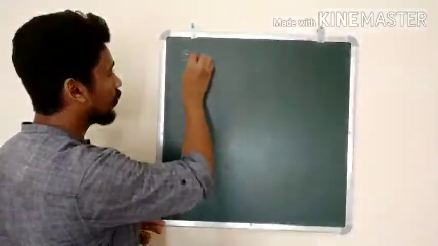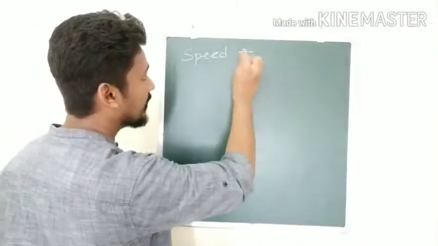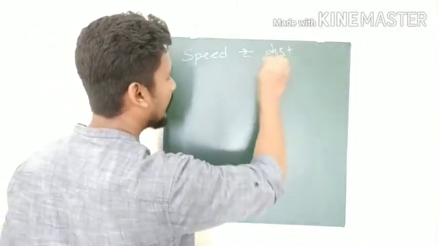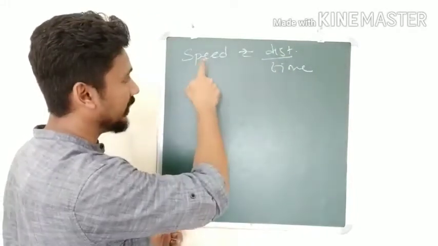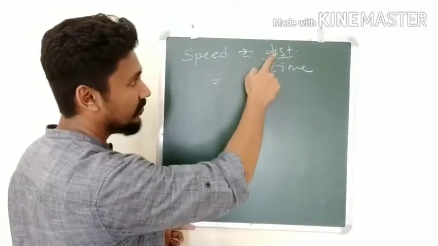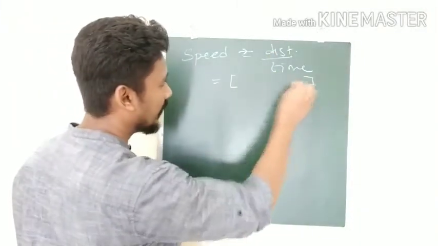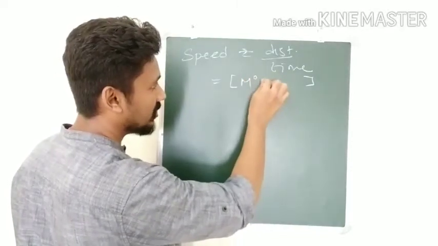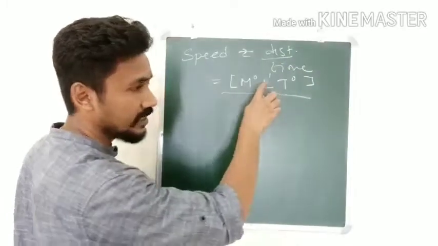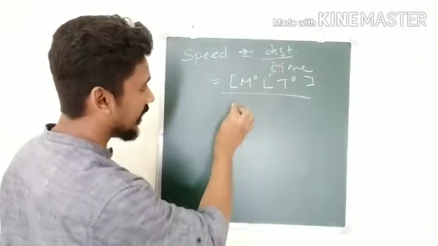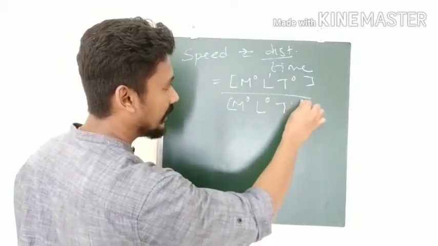Let us take the quantity of speed. Okay, so speed, what is the formula? Speed is given by distance upon time. So if I want to find out the dimension formula for speed, this is how I will find out. I will write the dimension formula for distance. What is the dimension formula for distance? It will be written as M to the power 0, L to the power 1, T to the power 0. Because in distance, there is only a factor of length. Then time, already we know it is M0, L0, T1.